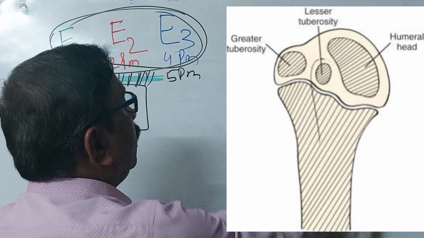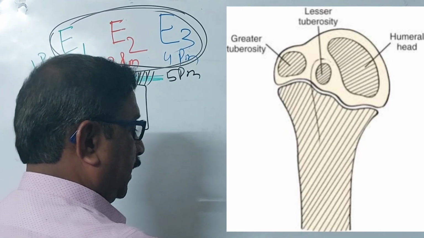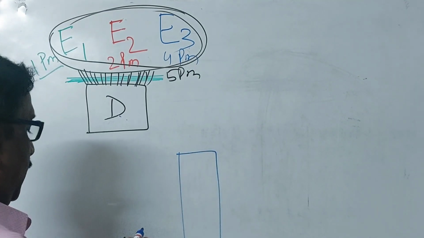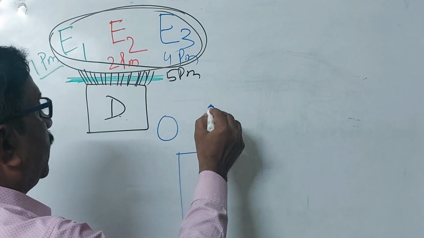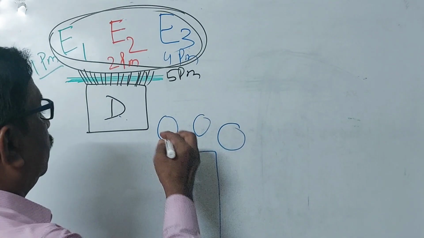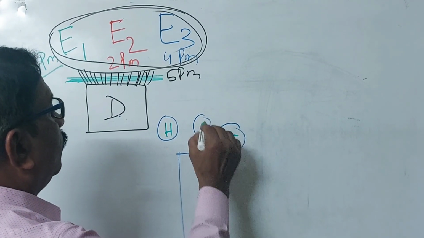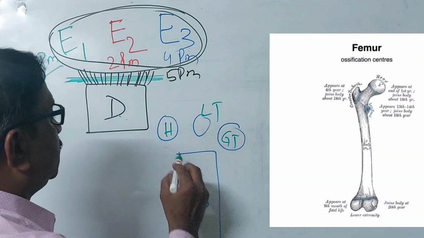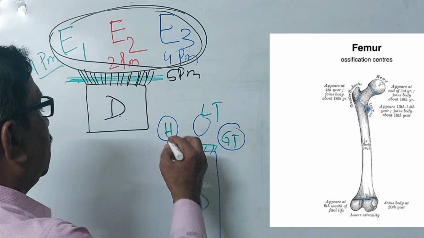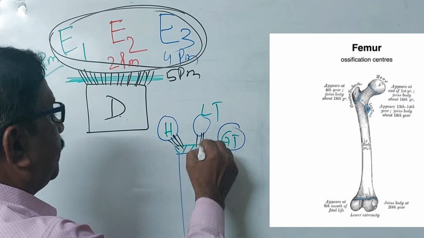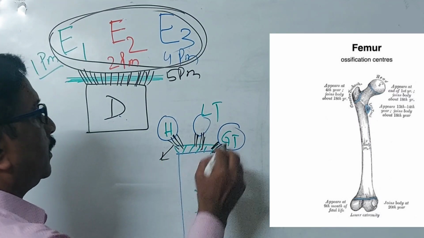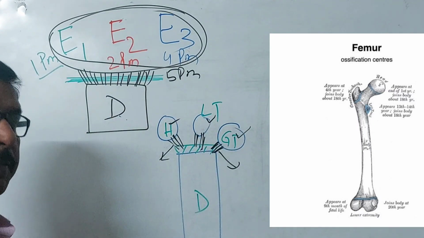But the upper end of the femur is the example of simple epiphysis. How? Suppose this is the diaphysis, and there is one epiphysis for the head, one for the greater trochanter, and one for the lesser trochanter, and here is the epiphyseal cartilage. Here each one joins separately with the diaphysis. So this is the example of simple epiphysis, because they join separately with the diaphysis.